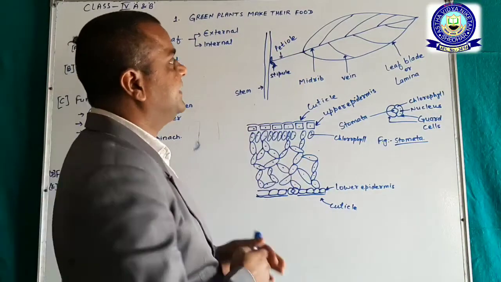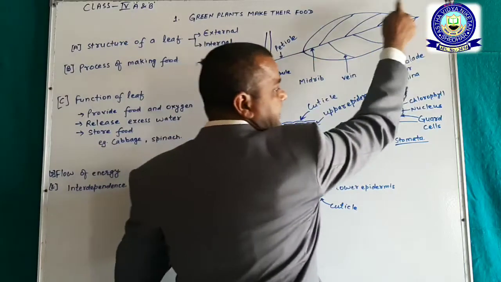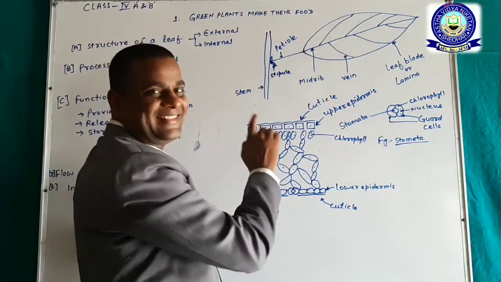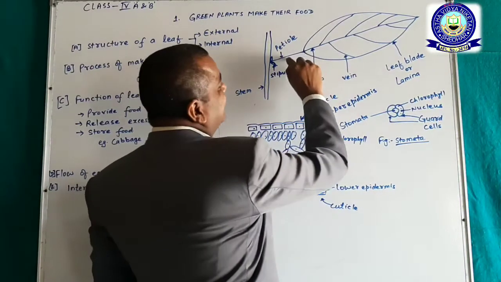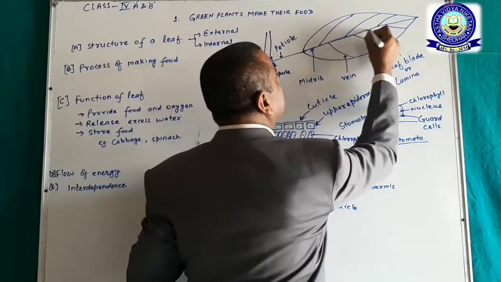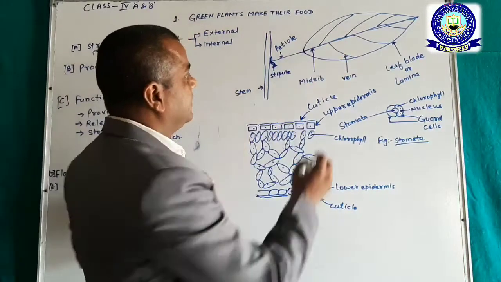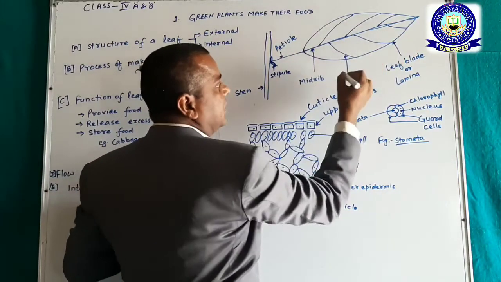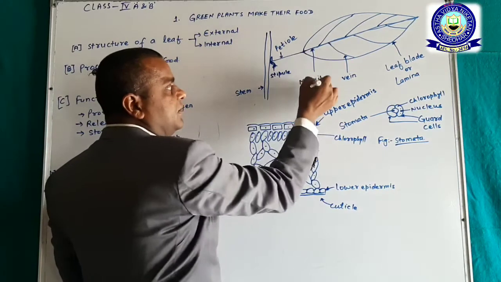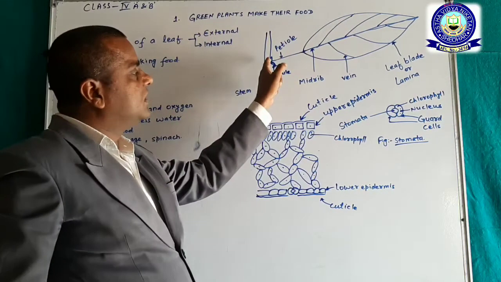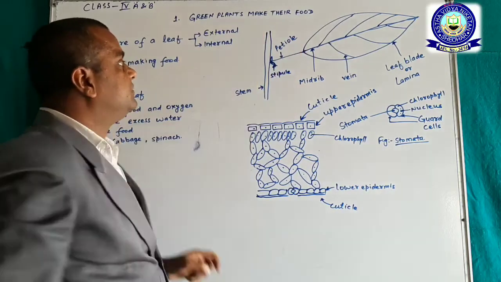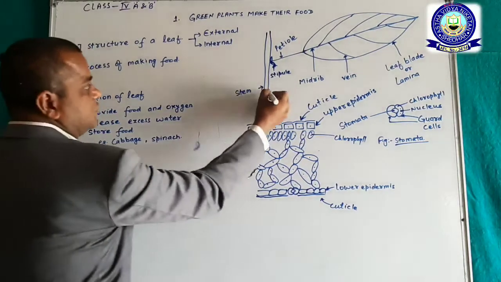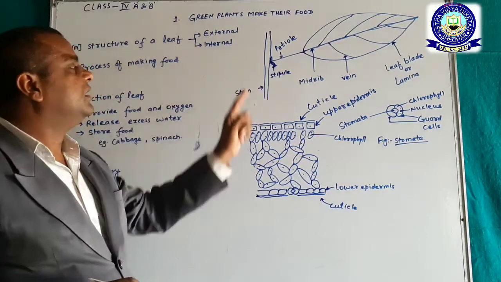the external structure of the leaf. See here, this whole leaf is called the leaf blade or leaf lamina. Now there is a midrib which runs in the middle, and inside branches, veins arise. These are called veins, and this one is the midrib. The leaf is attached to the stem by the petiole. At the base of the petiole, there is a stipule. Now this one is the stem. These are the external structure of the leaf.